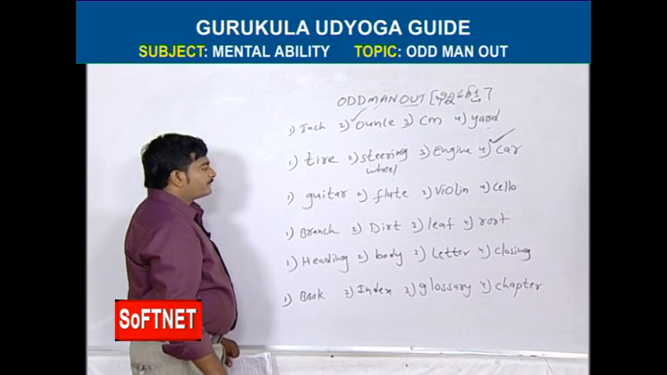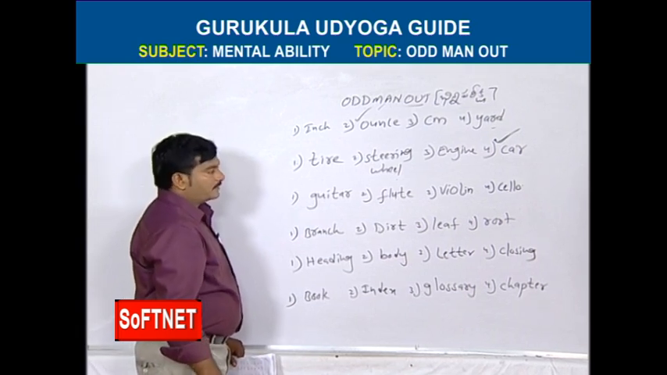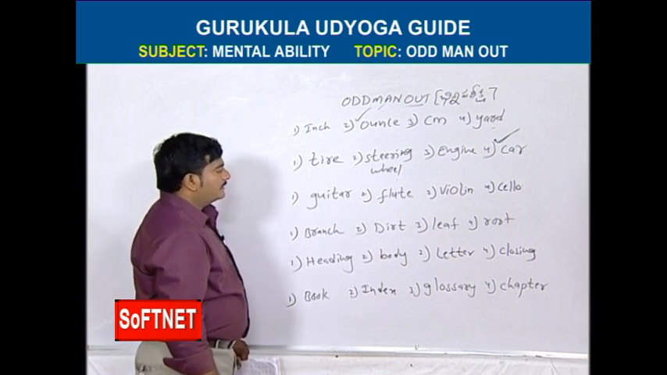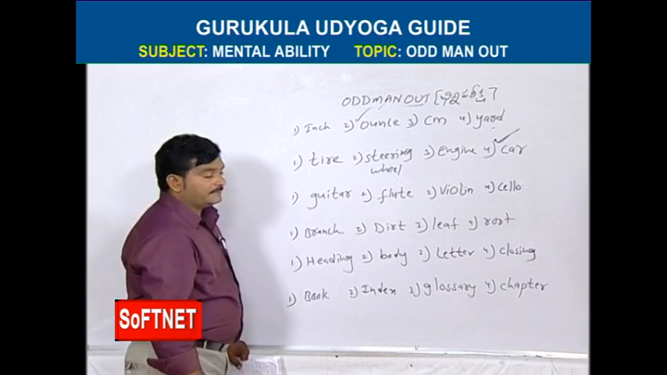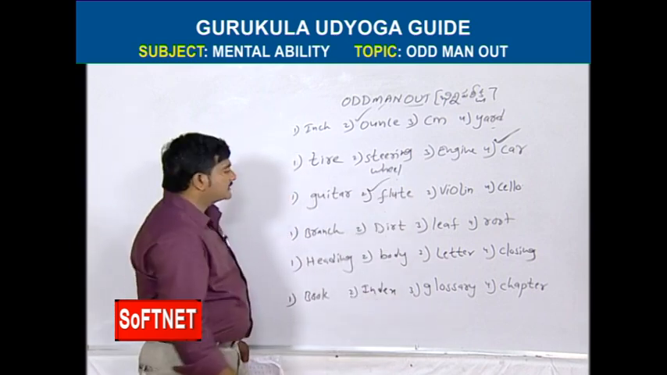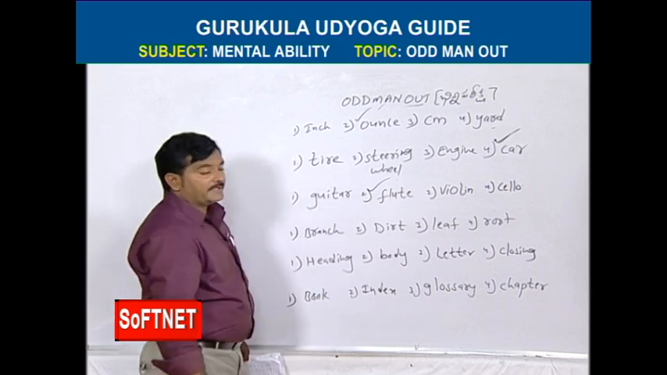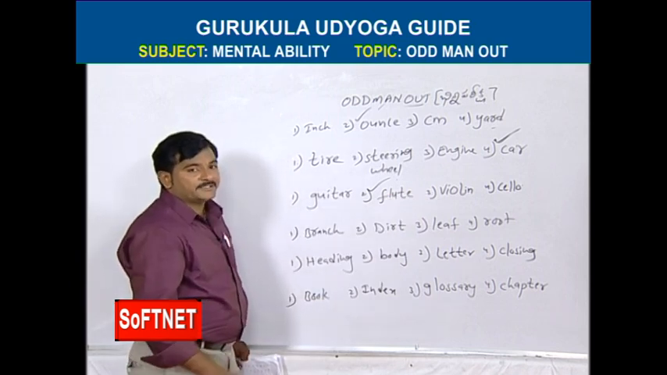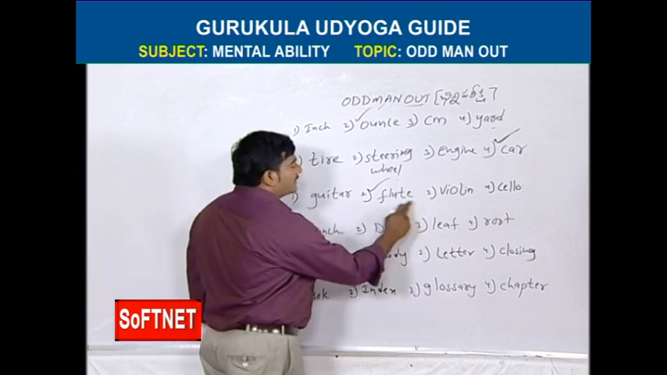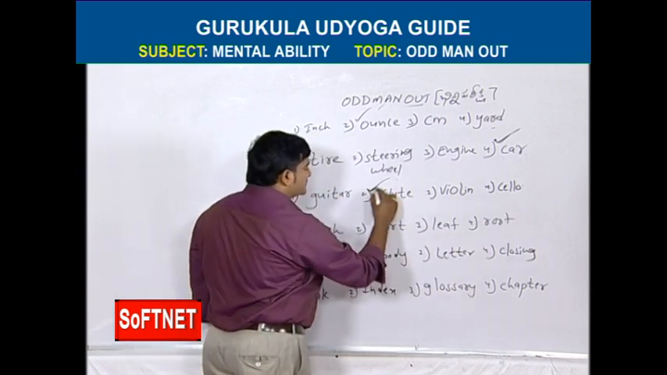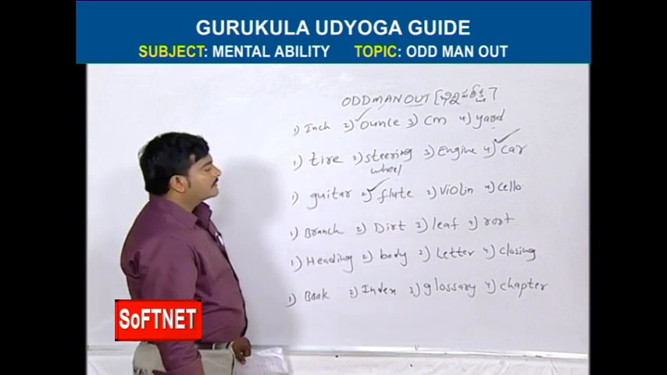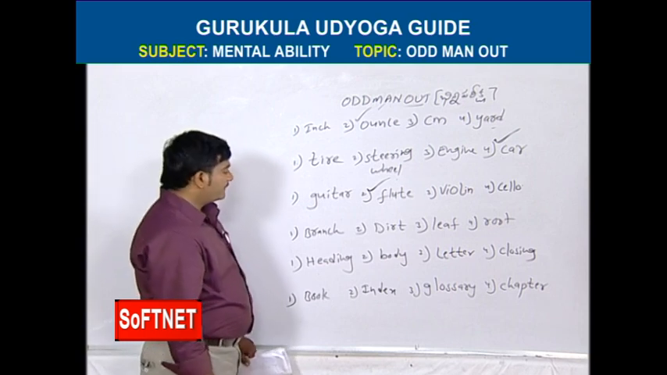Now observe here: guitar, flute, violin, cello. I repeat, guitar, flute, violin, cello. It's very clear. What is your answer? Flute, because the remaining are stringed instruments. Teega vaidyalu antam kada, so stringed instruments. String is required, string is required, string is required, whereas here it's not a stringed instrument. That's why the answer is the second option.